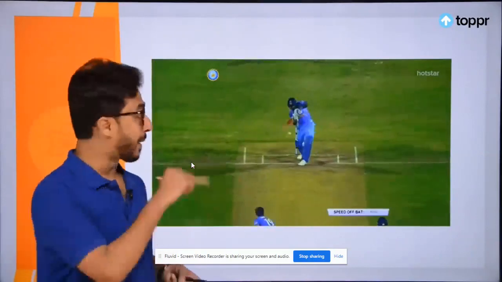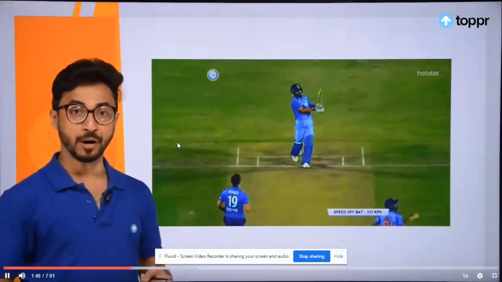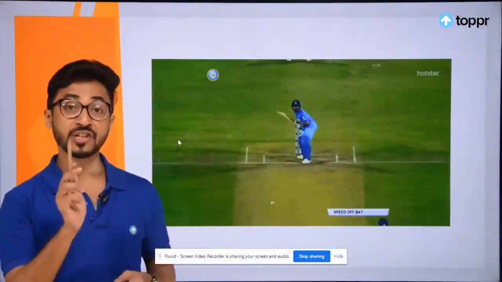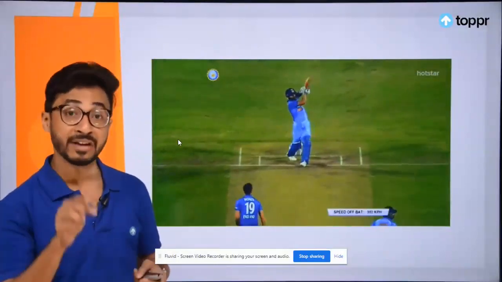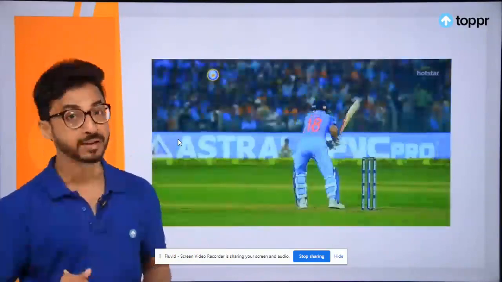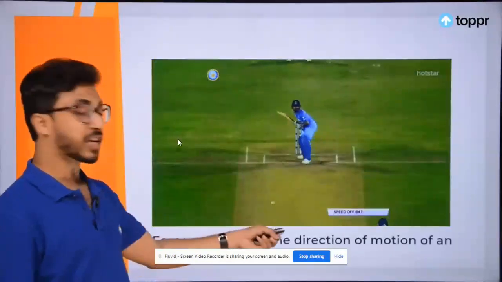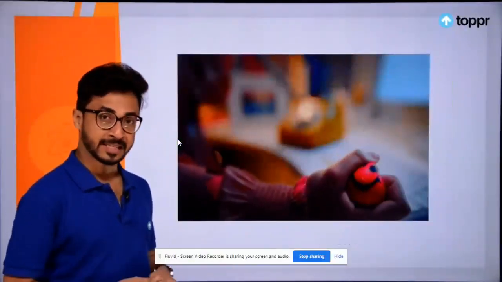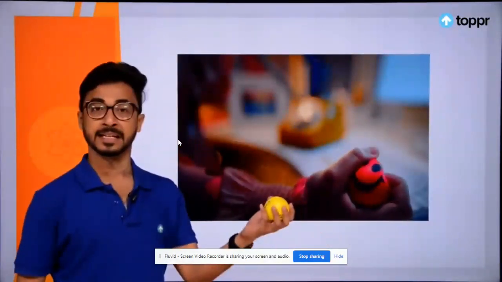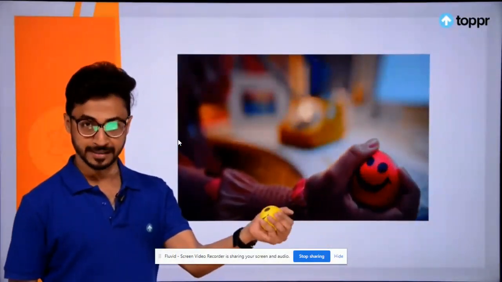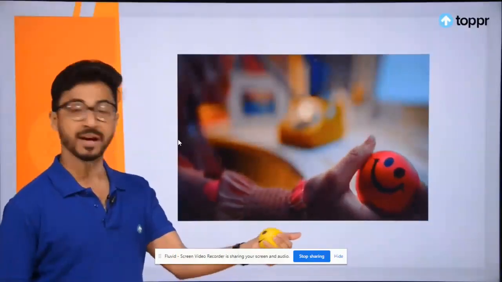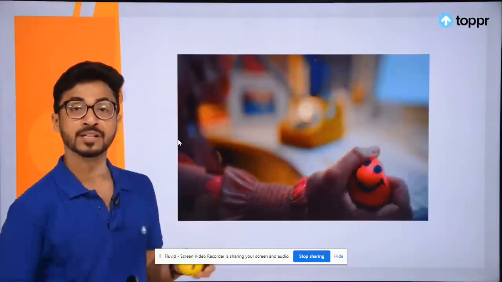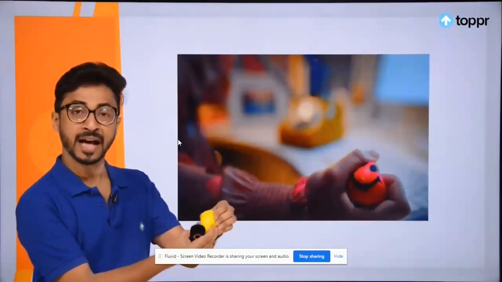You must have seen the batsman, he hits the ball and the ball is going in a different direction. So here we are not just changing the speed, we are also changing the direction by applying a strike which is nothing but a force. So force can change the direction of motion of an object. Now what is this? Yes, this is nothing but a stress ball, isn't it? We have seen this when we do some exercise. So what I'm doing? I'm applying the force and you see the shape of the ball is changing, right? I can do whatever and change the shape of the ball.